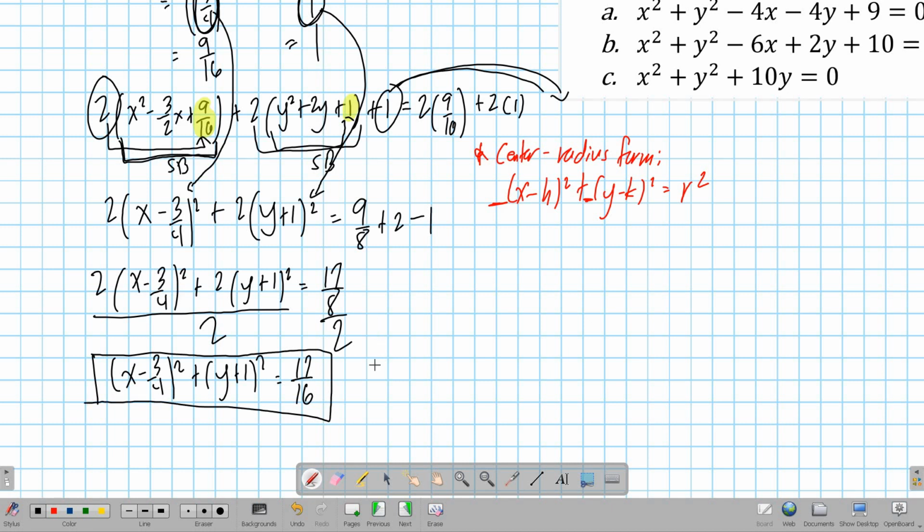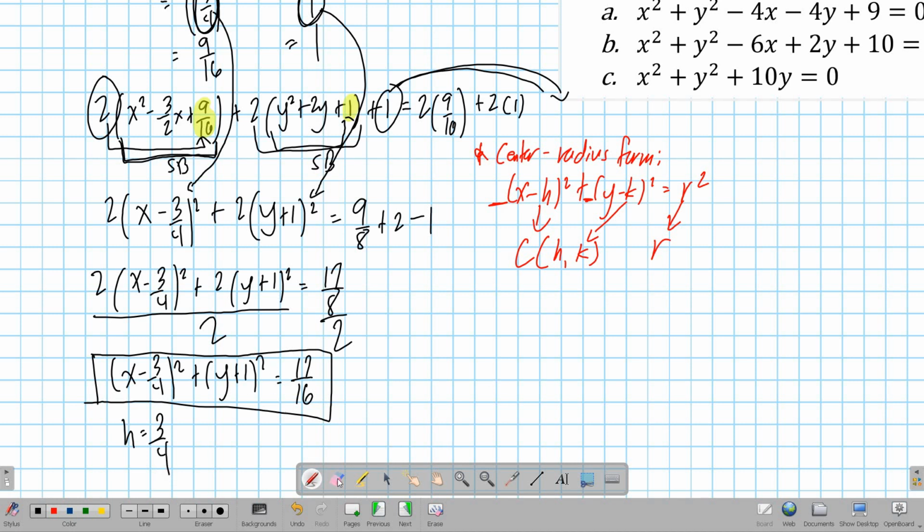Ayan yun. Ngayon, paano natin kukunin yung coordinates ng center at yung length ng radius? From the center radius form, we get the coordinates of the center is positive h. Ito naman ay positive k. Tapos ito, you get the square root. So, dito, x minus 3/4. X minus h, x minus 3/4. So, kunin mo lang to. So, therefore, the abscissa h is equal to 3/4.